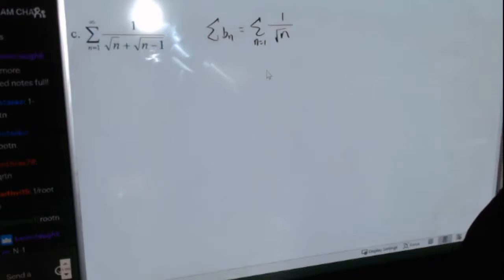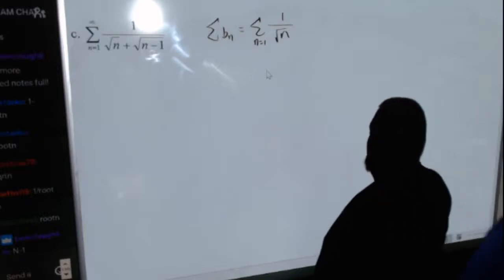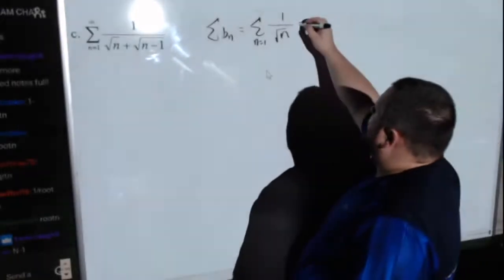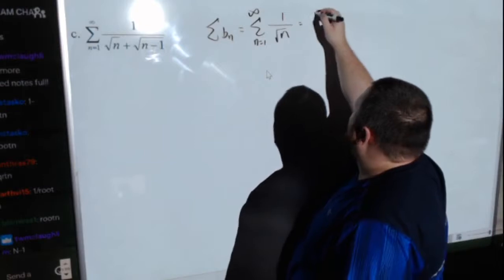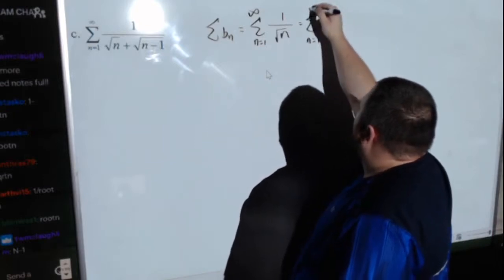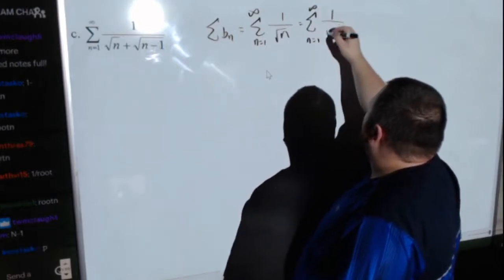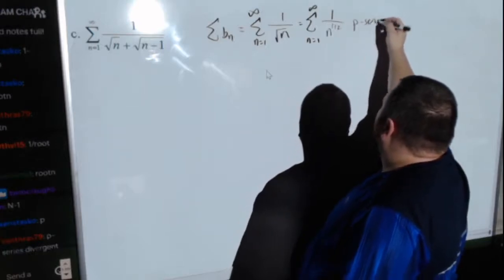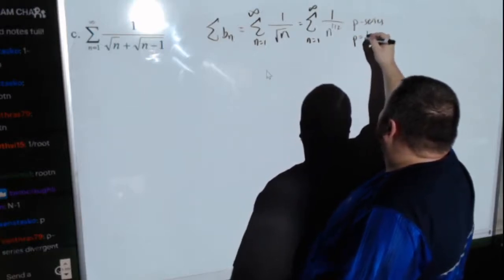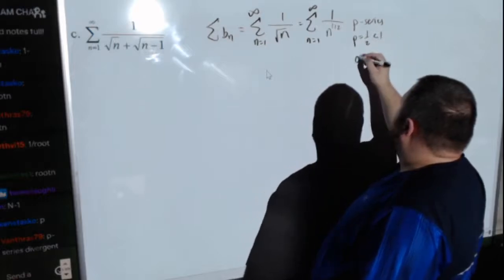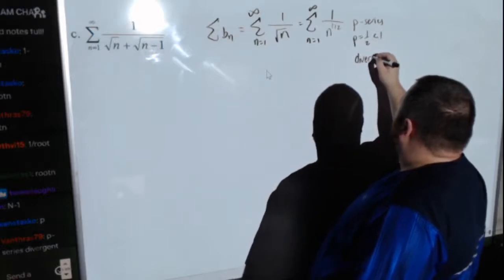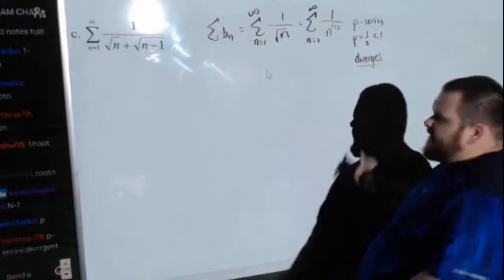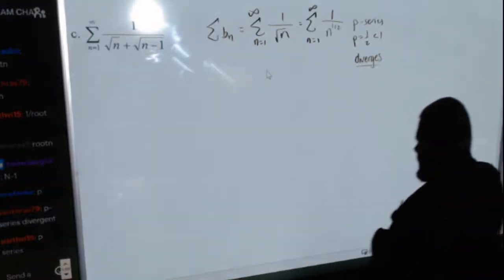Okay. Let's go ahead and determine what does that do. Well, that's n to the 1/2. It's a p series. p equals 1/2, less than 1. That diverges, right? So good, good.